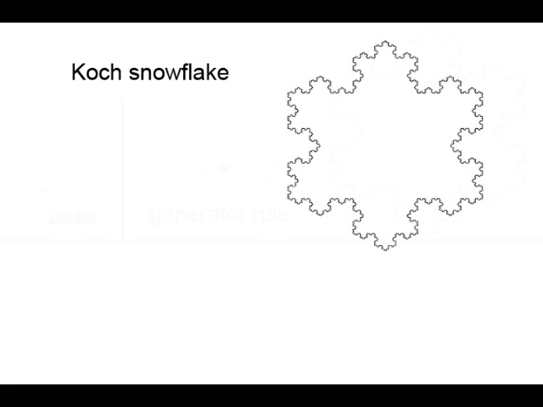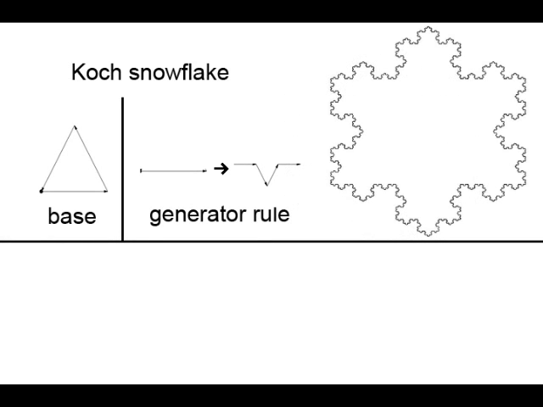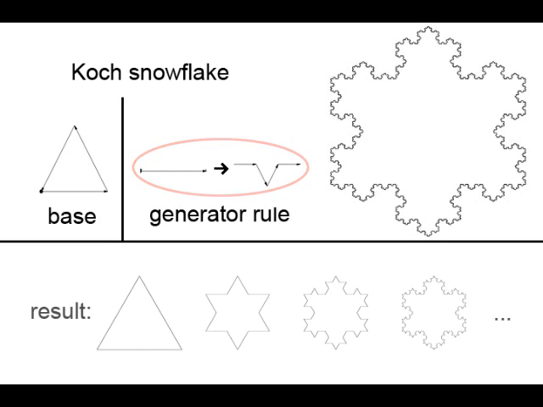The base of this fractal are three lines arranged in a triangle, and the generator rule is, whenever you see a line, replace it with this. In other words, you grow a little bump right in the middle of it, where this indent forms an equilateral triangle. So basically all of these little line segments here are of the same length. The Koch Snowflake is then defined as the result of applying this procedure infinitely many times.